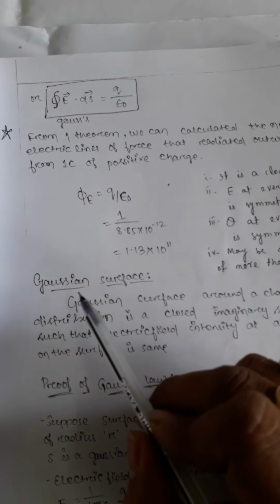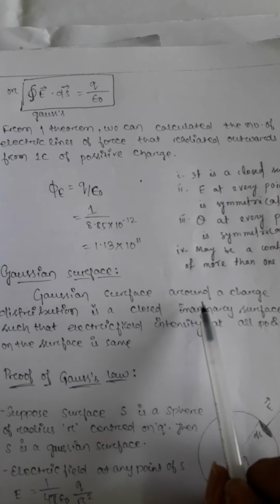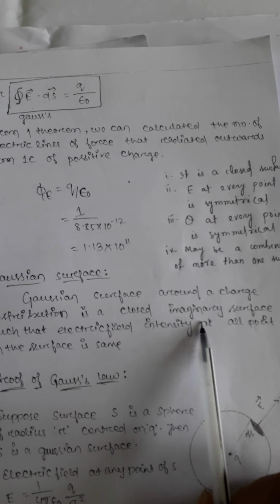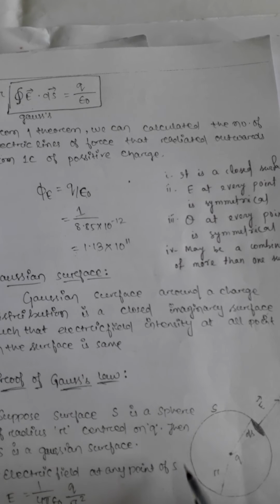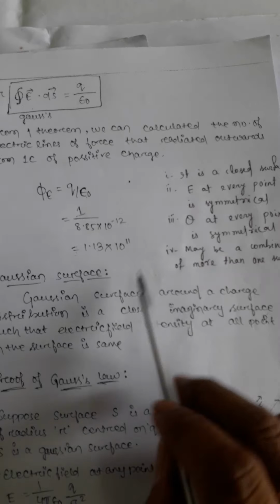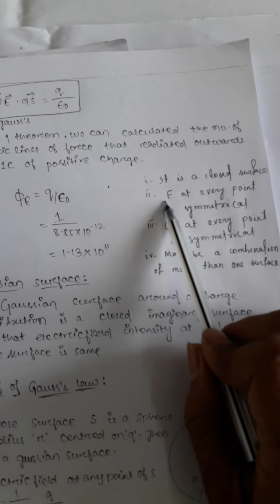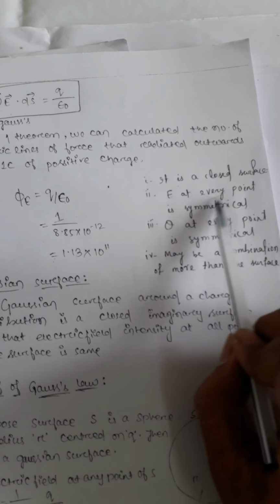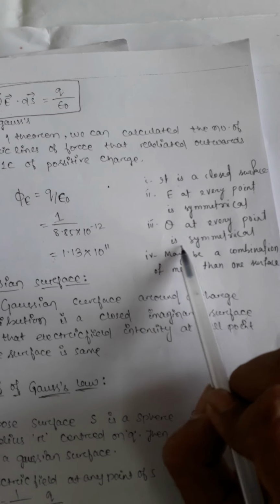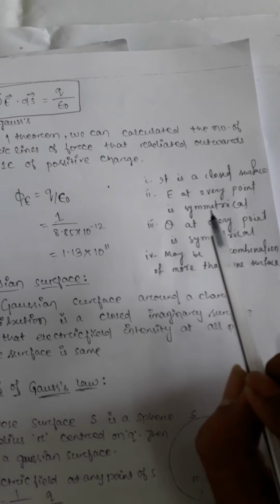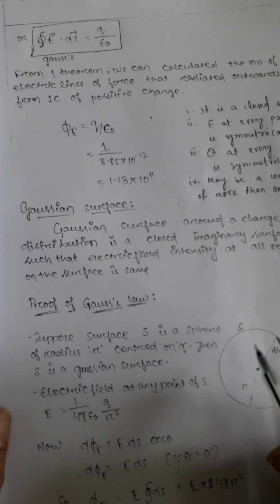So what is a Gaussian surface? A Gaussian surface around a charge distribution is a closed imaginary surface such that electric field intensity at all the points on the surface is same. So, Gaussian surface is a closed surface, and at this Gaussian surface, electric field at every point is symmetrical, that means same. Theta at every point is also same on the Gaussian surface. So, can we prove this Gauss law? Yes, we can prove this Gauss law.